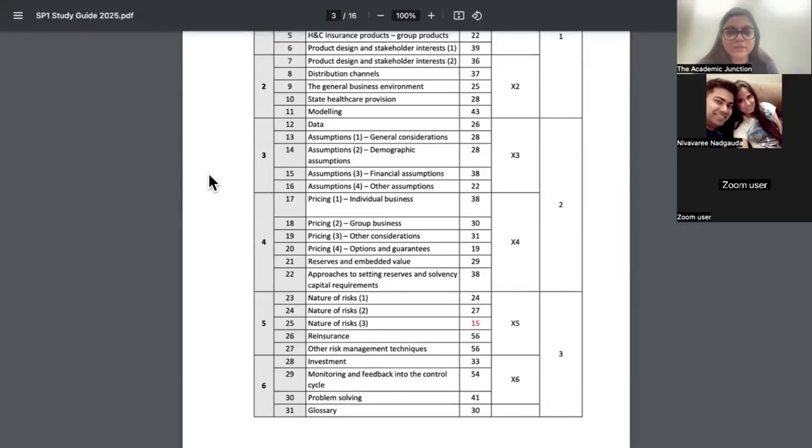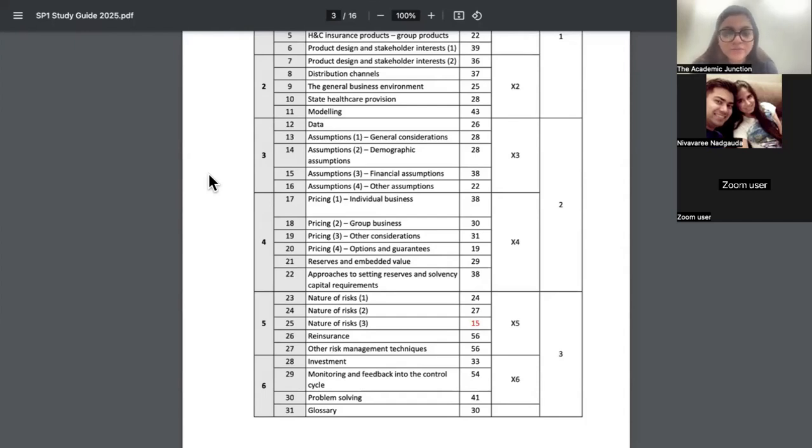So basically you can see chapters 17, 18, 19, 20. These are 4 chapters based on pricing. So we will be completing everything about pricing in the next 1 or 2 sessions. Then, let me share the screen again. So we will complete everything related to pricing, basically chapters 17, 18, 19, 20, in the next 1 or 2 sessions.